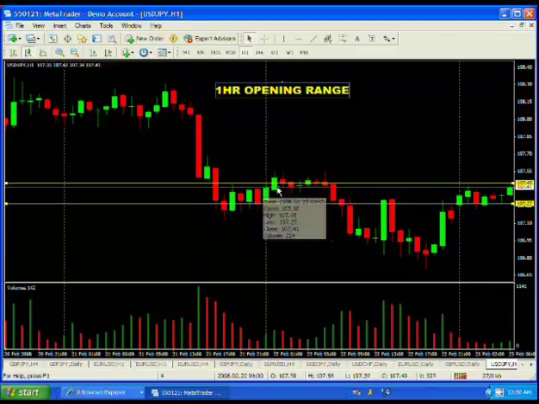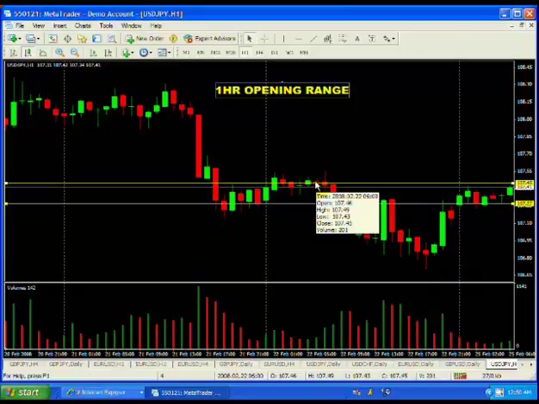So the long is still intact, and this bar here, as we can see, stayed above the opening range, and we stayed above the opening range here, and we're still above the opening range here. And now, even at the close of this bar, we're still above the opening range.